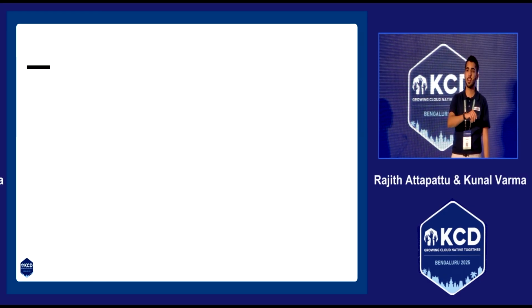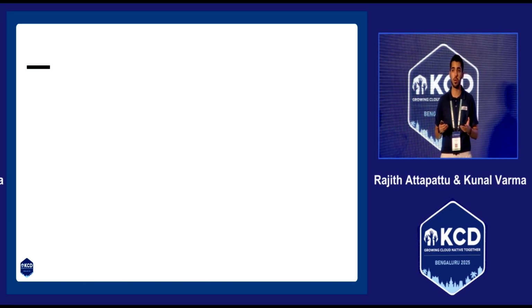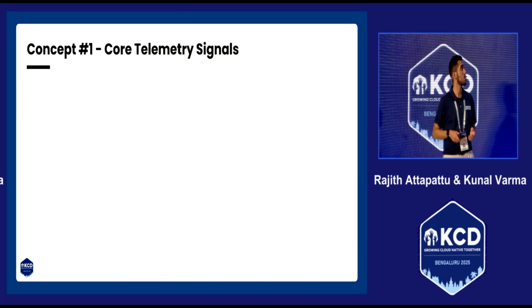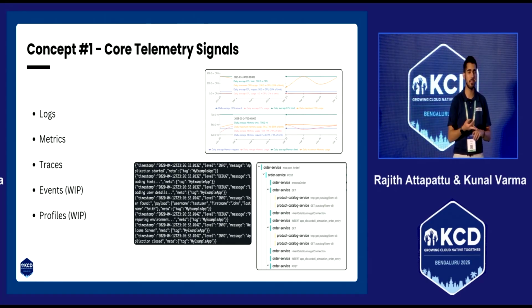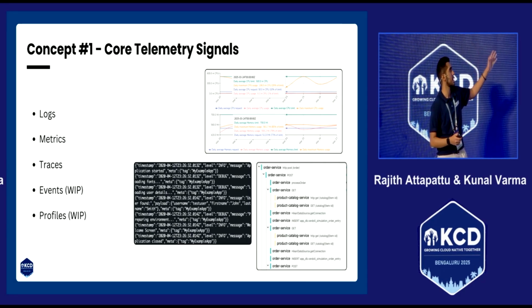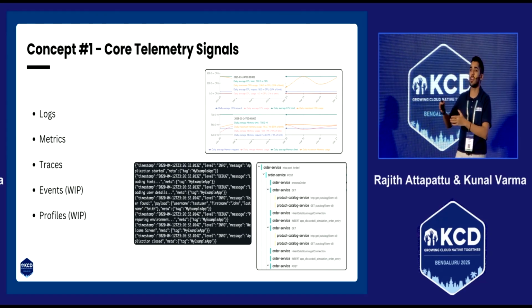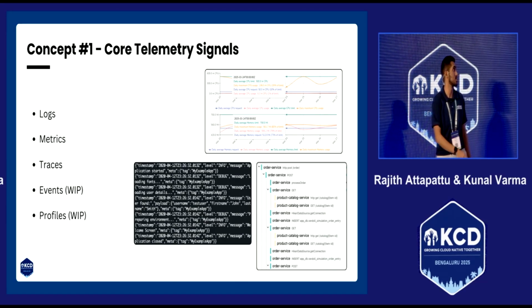Now, to understand how OpenTelemetry works, right, there are a couple of concepts that we need to learn. Number one is, what are the core telemetry signals which OpenTelemetry supports currently as of now? So we have the pillars of observability: logs, metrics, and traces. We also have events and profiles, which are under development right now. The community is working on these. But you have the ability to standardize the way you are exporting, processing, and collecting these logs, metrics, and traces.